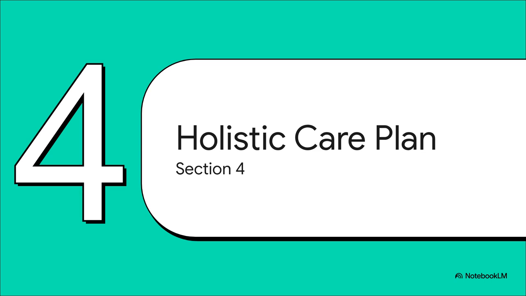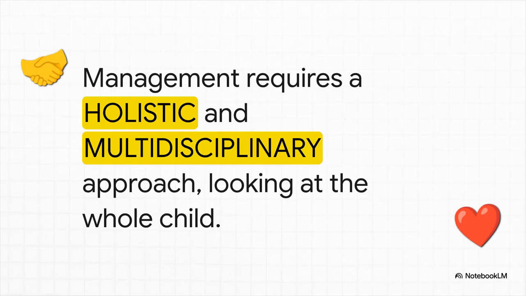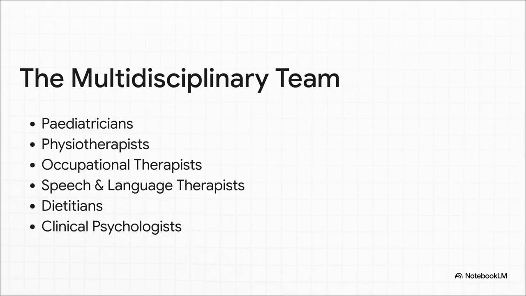Okay, so once the mystery is better understood, the focus shifts from investigation to action. It's time to create a comprehensive and supportive plan, the gardener's care plan for the plant. The first thing you have to understand about the care plan is that there's no single magic bullet. The best approach is both holistic, looking at the whole child, and multidisciplinary, meaning it requires a coordinated team of experts. And this team, well, it's just like that group of specialized gardeners we talked about.